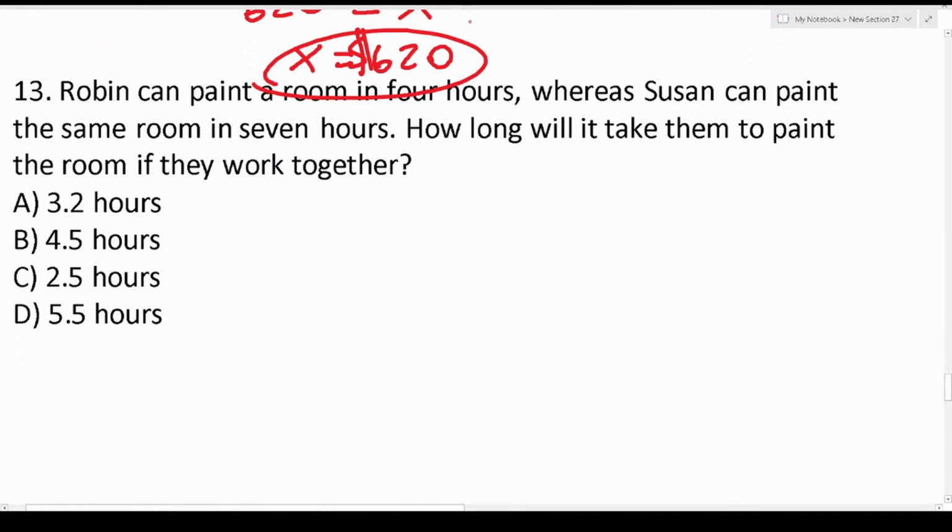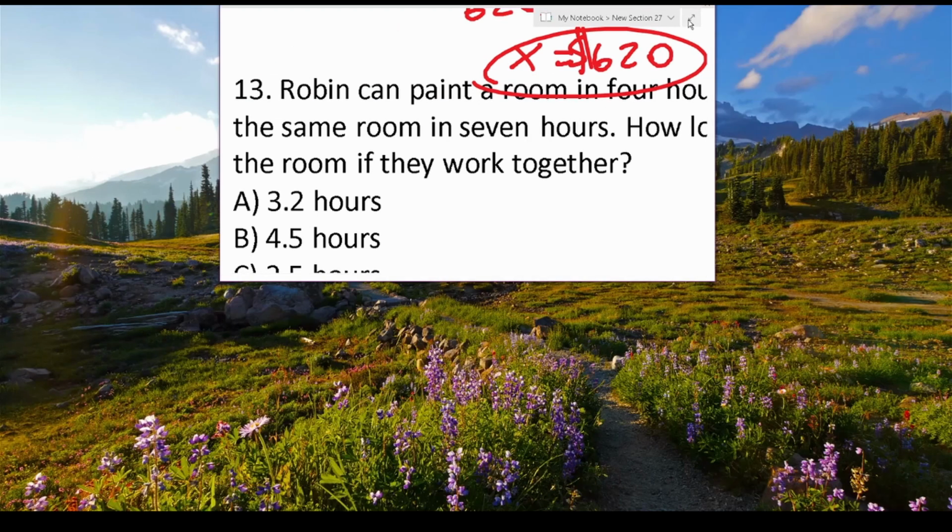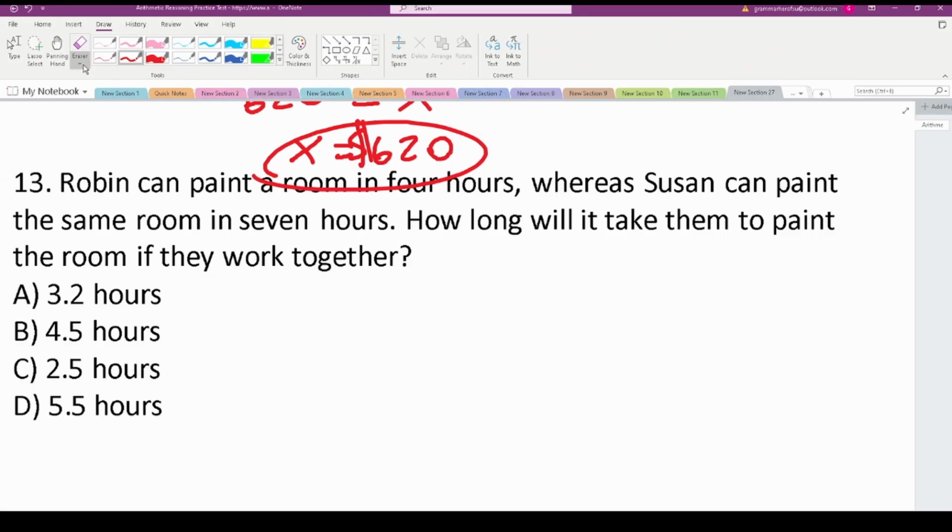Let me go ahead and get rid of this marker here so we can see this next problem.